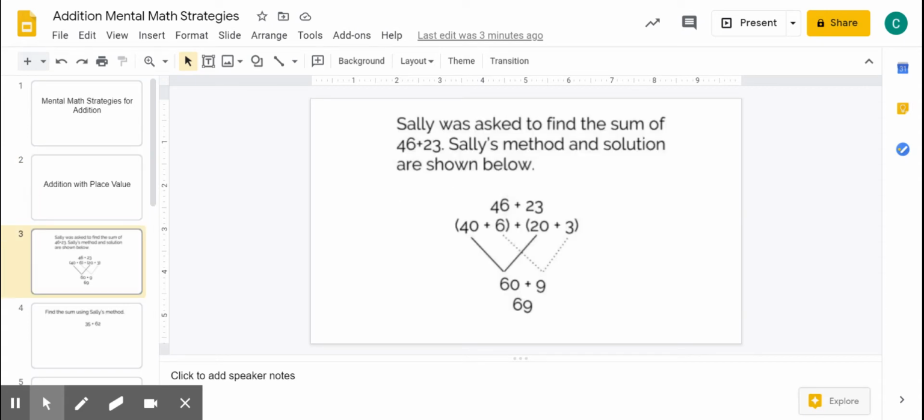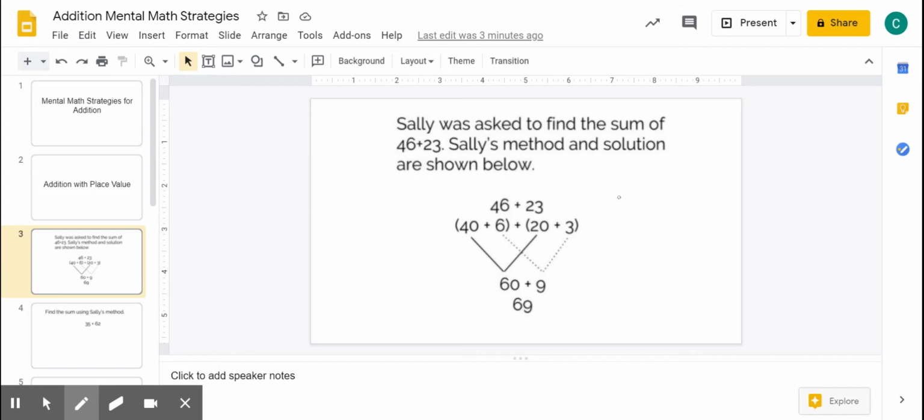So as you can see right here, this student, Sally, solved 46 plus 23. This is using the place value strategy where they break up their numbers into expanded form, which you see right here. 46 has a value of 40 plus 6. 23 has a value of 20 plus 3.